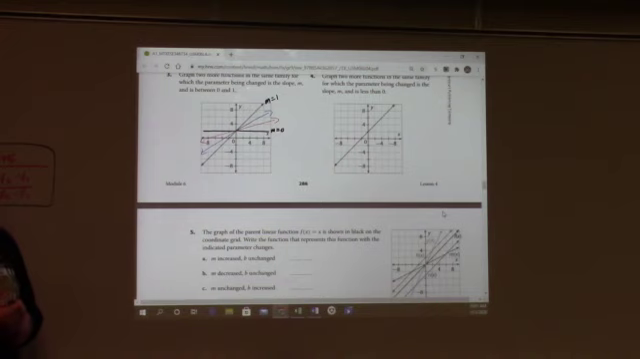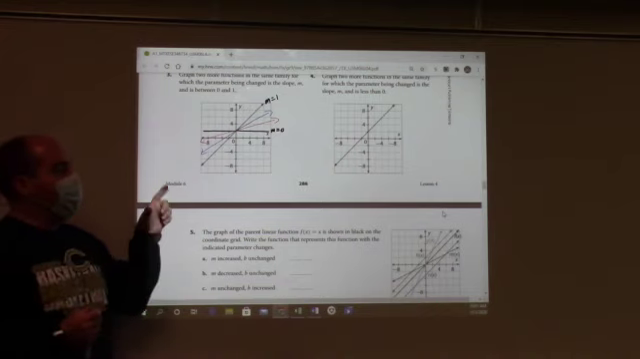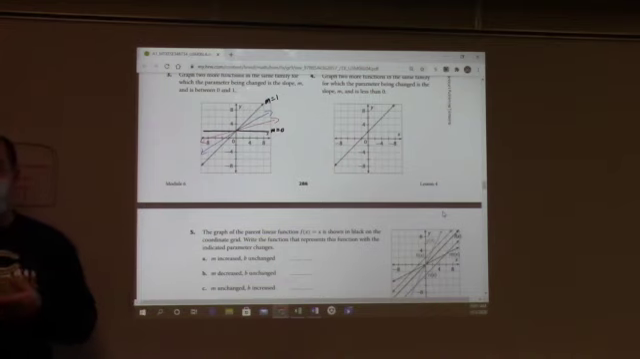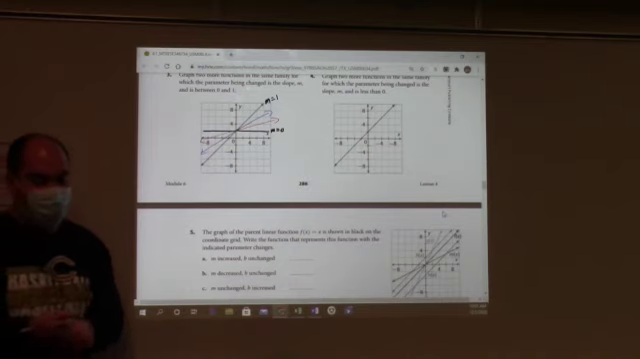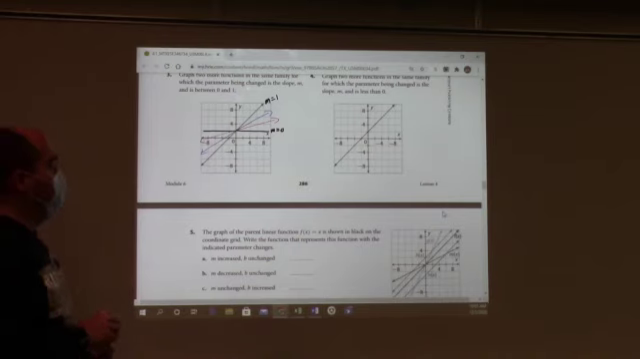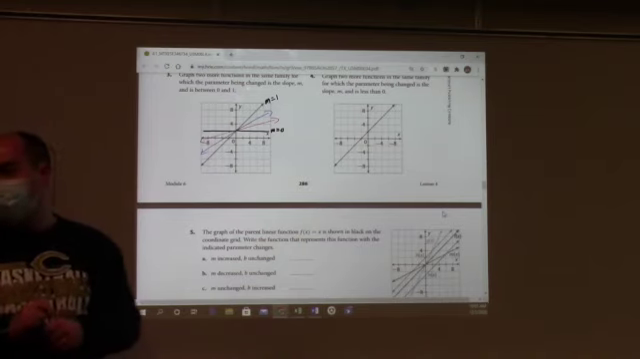So make sure on all of these that you read what they want you to change. If they want you to change the slope, just change the slope and don't mess with the y-intercept. If they want you to change the y-intercept, then just change the y-intercept and don't mess with the slope. If they tell you to change both, well then you can change both, but I don't think they do that anywhere. Alright, any questions on that?